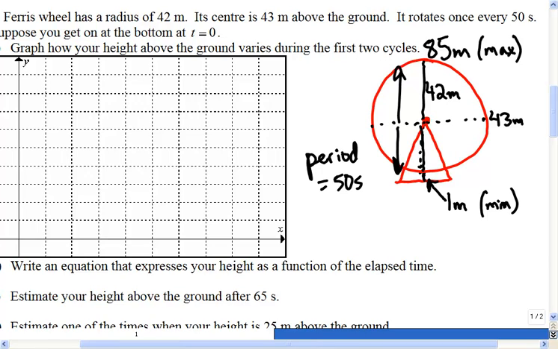Okay? So this should start to feel like we're doing the graphing again. Right now you've got a minimum, a maximum, a center line, a period. There's a lot of stuff in here like the other graph. Let's see what this might look like in the picture.